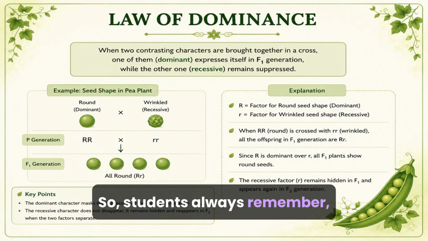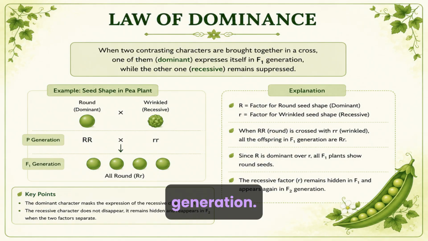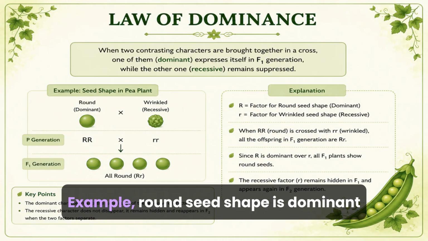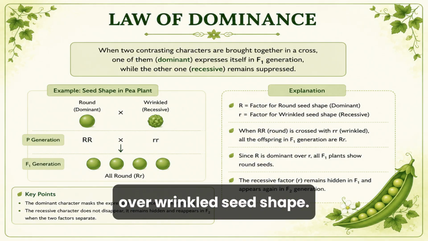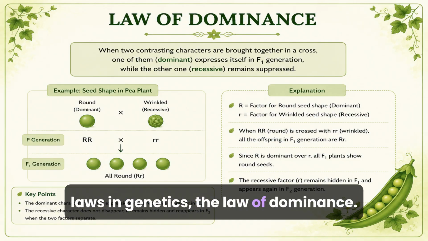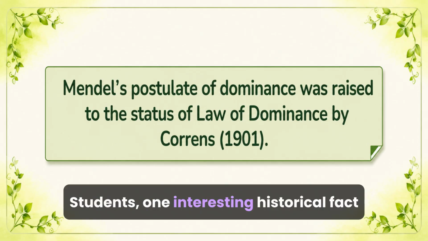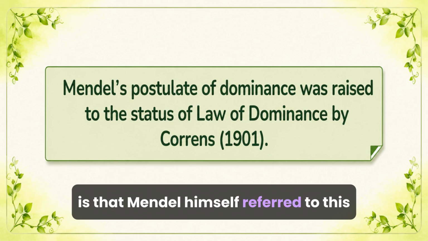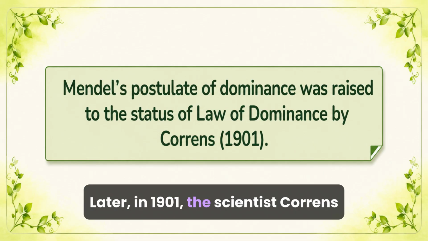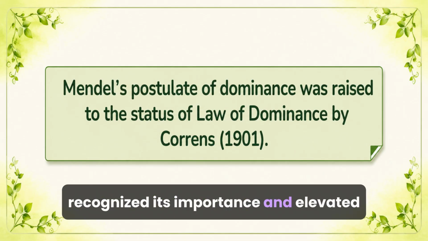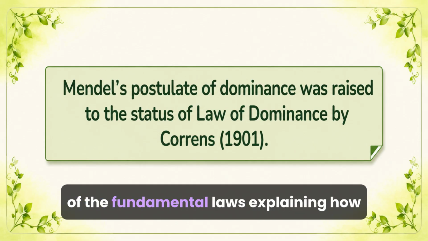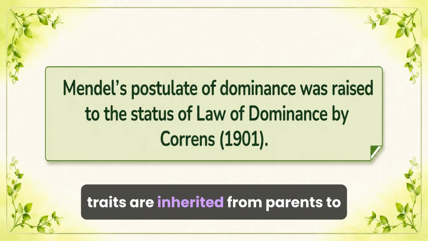So students, always remember, dominant trait equals expressed in F1 generation. Recessive trait equals hidden in F1 generation, but not lost. Example, round seed shape is dominant over wrinkled seed shape. This simple observation became the foundation of one of the most important laws in genetics, the law of dominance. Students, one interesting historical fact is that Mendel himself referred to this idea as the postulate of dominance. Later, in 1901, the scientist Correns recognized its importance and elevated it to the status of the law of dominance. Since then, it has been accepted as one of the fundamental laws explaining how traits are inherited from parents to offspring.